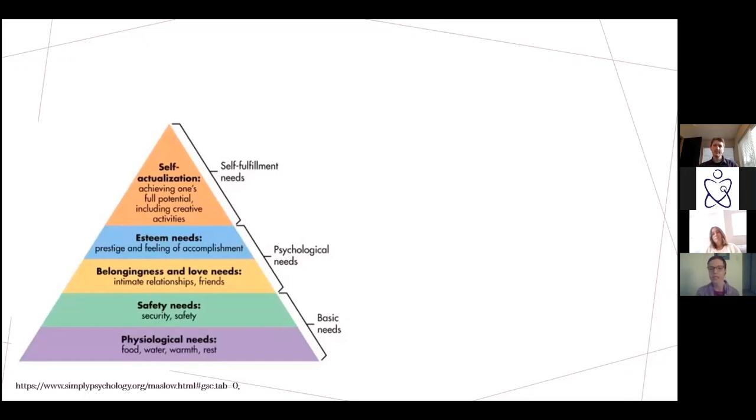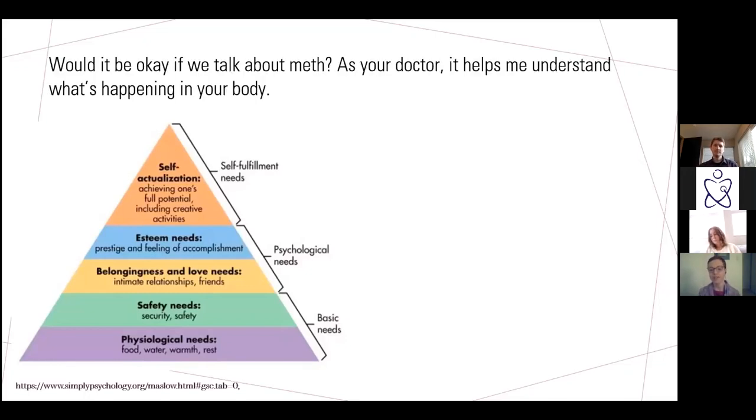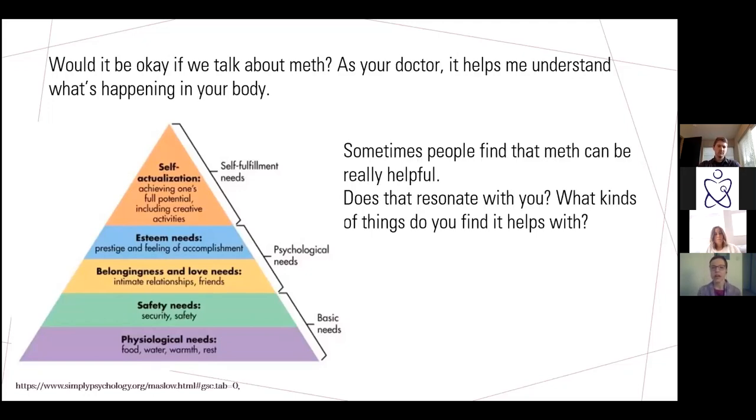As a way of then understanding what kinds of resources might be most useful to you. I think it's always helpful to just ask permission, but you can be super upfront about it. So just ask, is it okay if we talk about meth? As your doctor, it helps me understand what's happening in your body. And usually I think it's okay not to beat around the bush. And then normalizing that sometimes people find that meth can be really helpful. So ask, does that resonate with you, and what kinds of things do you find it helps with?